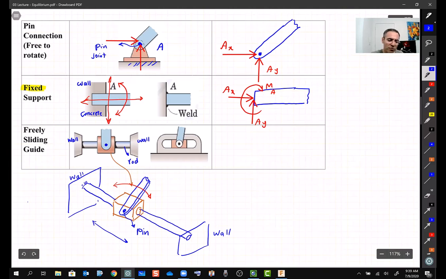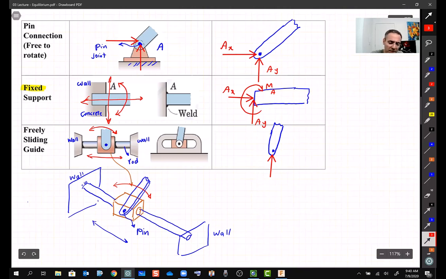So I can move these things left and right. I cannot move it up and down, but I can rotate it, right? So I can rotate it easily. I can move it left and right, but I'm not allowed to move it up and down. So the free body diagram for this guy is going to be something like this: just one reaction force. It may be upward or it might be downward.